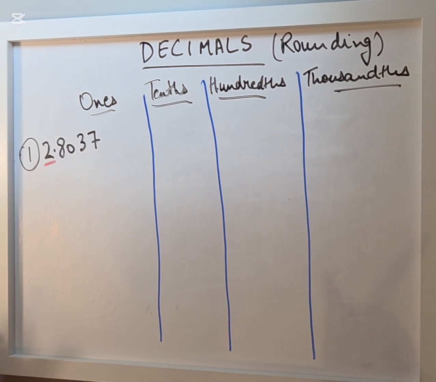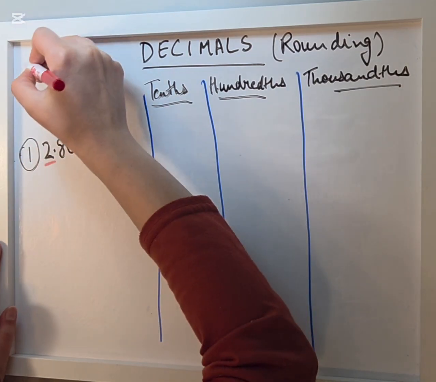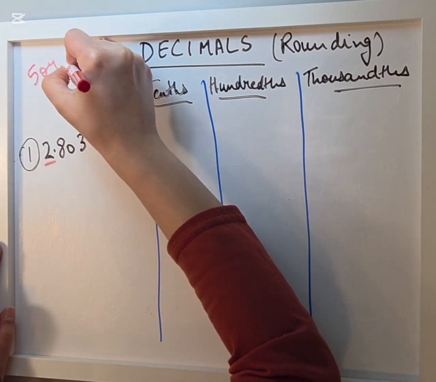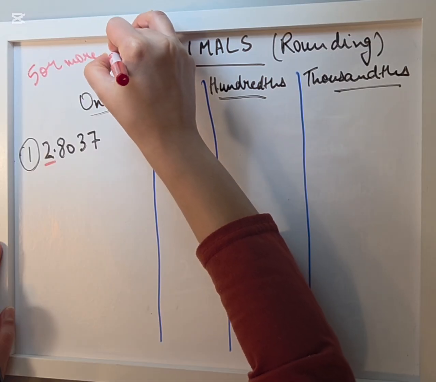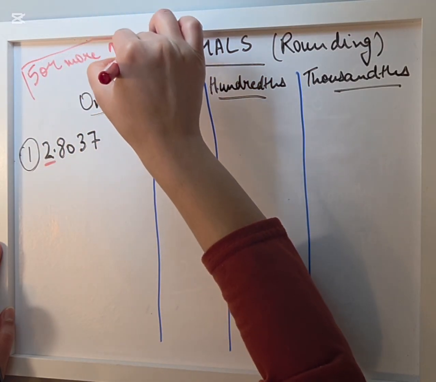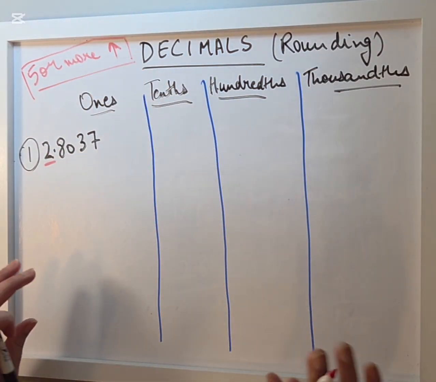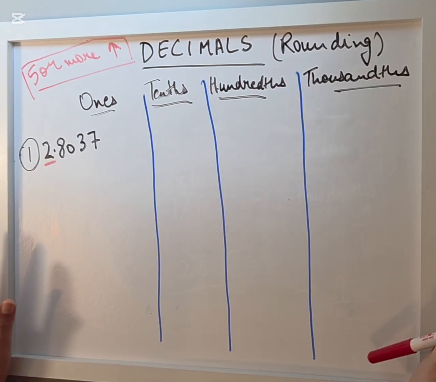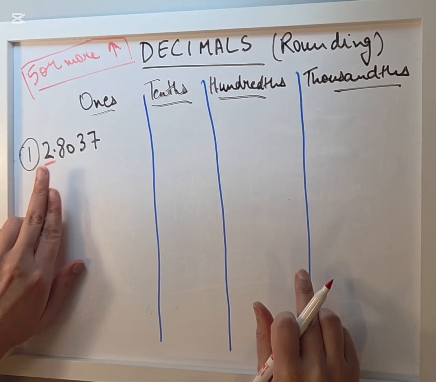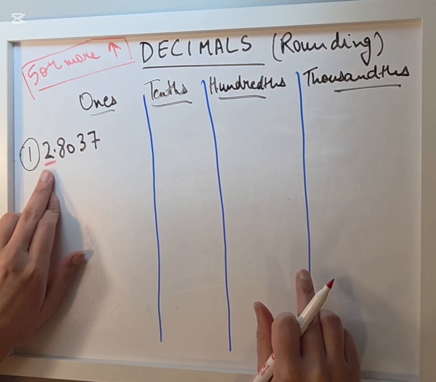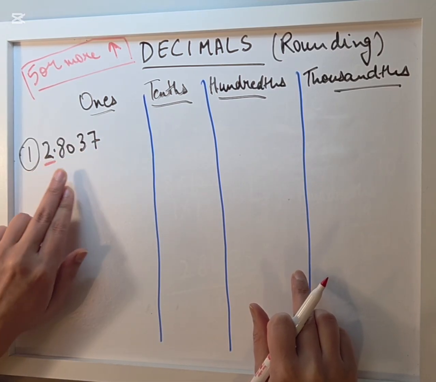Whenever we are rounding, the important rule to remember is 5 or more: it increases. This is the rule that we have to remember. What does this rule mean? Whenever we have to round to some place, in this case ones, we see the next number.